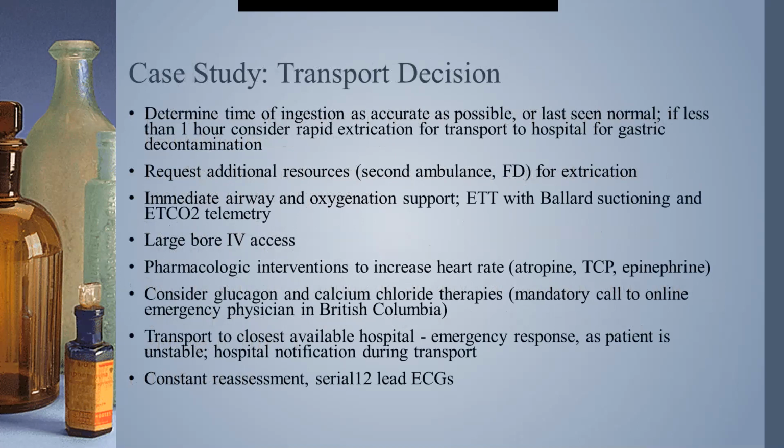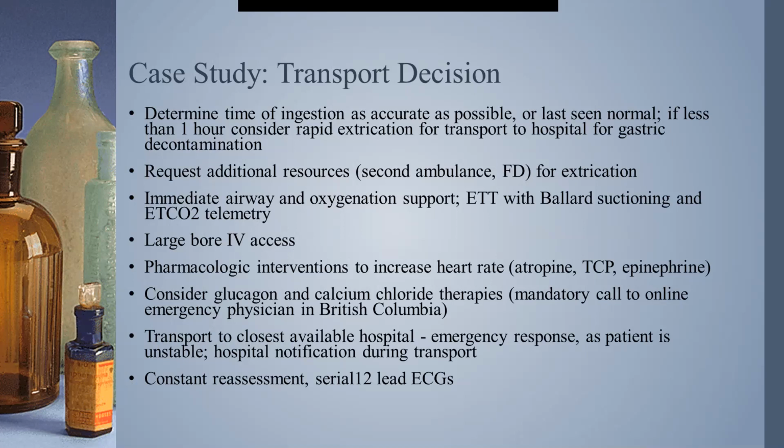So returning to the case study, just discussing the transport decision. It's best to determine the time of ingestion as accurately as possible, or when the patient was last seen normal. If less than 1 hour, but could be 1 to 2 hours, consider rapid extrication for transport to hospital for gastric decontamination. You're going to want to request additional resources, as this is a patient on a second floor walk-up: a second ambulance or fire department for extrication.